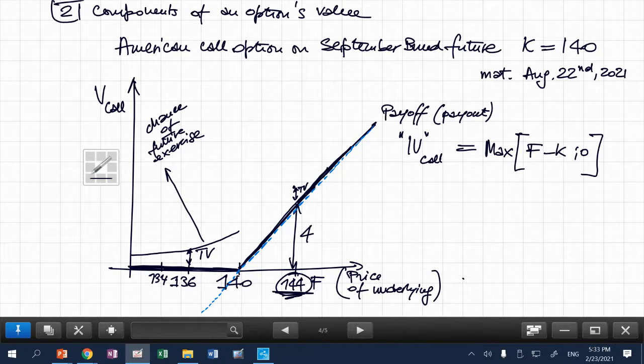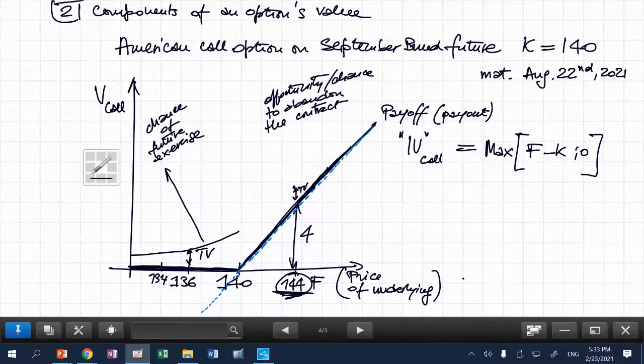Second part of the story: what is the extra value that you have and your peer doesn't have? It is the opportunity, the chance to abandon the contract if the market moves against you. You have the chance to abandon the contract if the future drops below 140, essentially. The other guy is forced to buy. You only have the option to buy, which is a different story. Have I been clear?